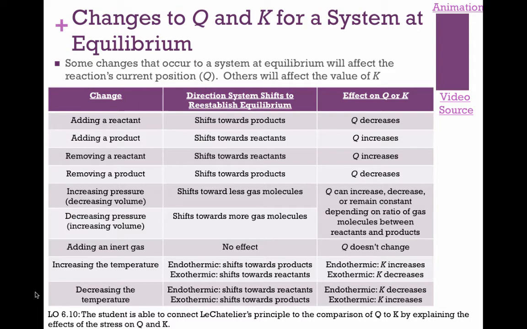When we look at changing Q versus K, some changes are going to affect Q. The only thing that affects K is temperature. K only changes when temperature changes. Everything else just affects Q, because it's still going to get back to equilibrium since your K is the same.